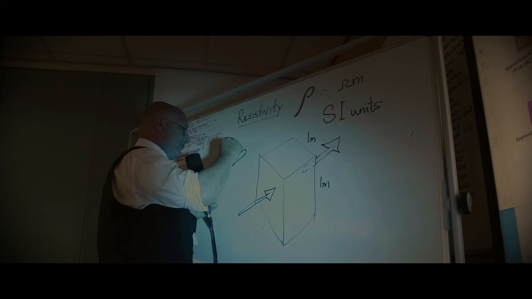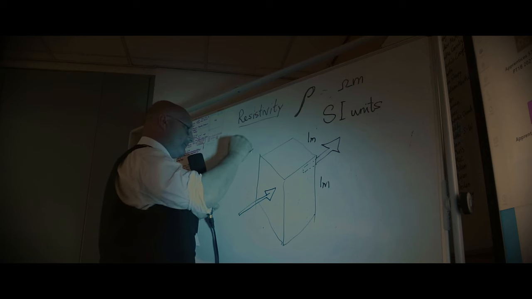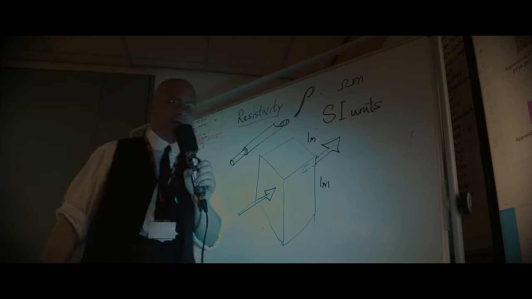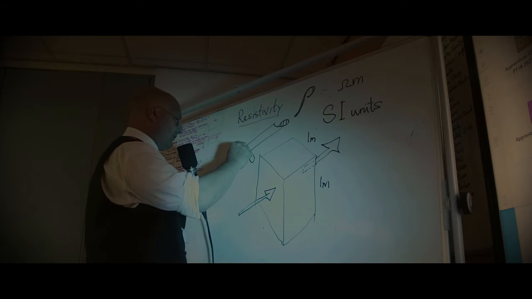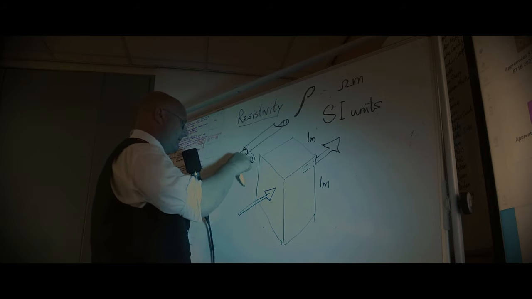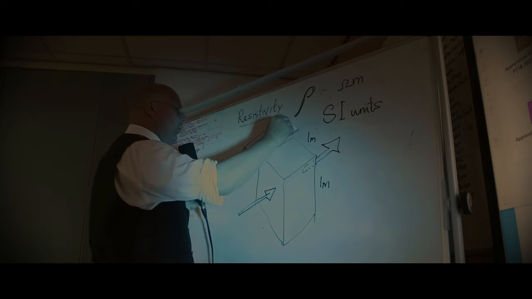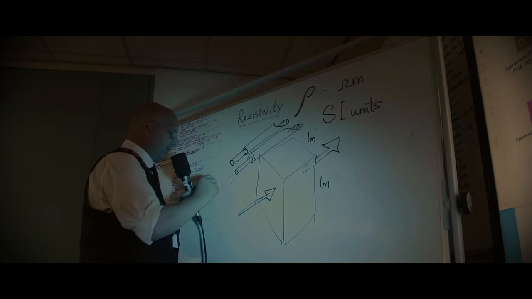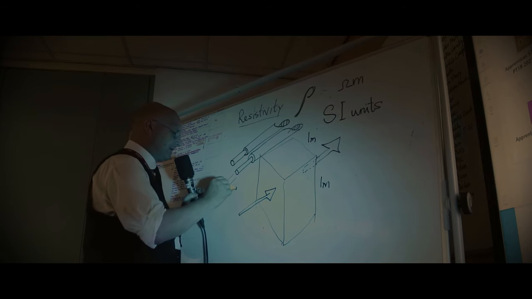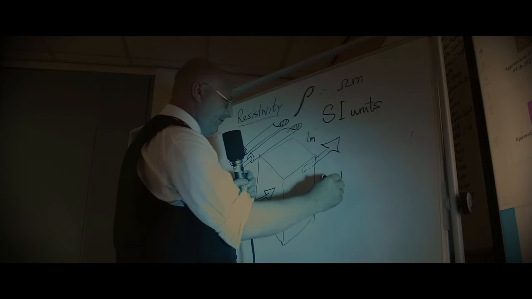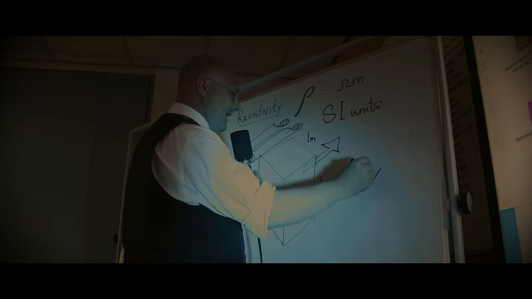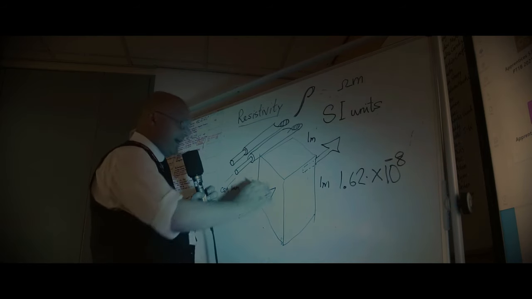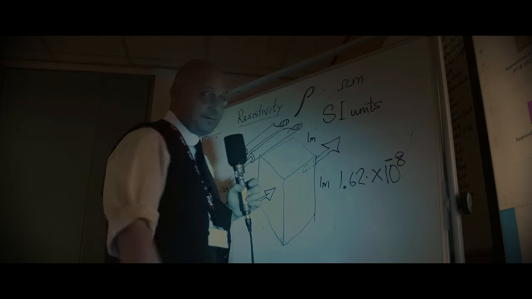So if we've got, say, a PVC twin and a single, there's another one here, and let's call that 1 millimeter cable. This is 1 millimeter. That's the cross-sectional area, 1 millimeter. What we need to do to whatever number we've got, 1.62 times 10 to the minus 8, is increase the resistance.